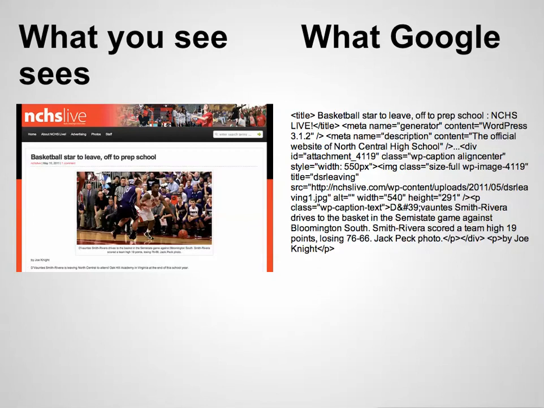And again, just another example, this is what you see on the left, this is what your Google engine sees on the right. And here, this is interesting. Here's the picture of basketball.